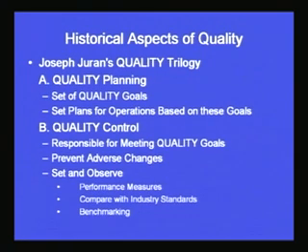The second important facet of Juran's quality trilogy is quality control, which is there on your screen, responsible for meeting quality goals. Now, we have already established the quality goals, and we have to meet them. So quality control is important in meeting those goals. Now, prevent adverse changes, set and observe performance measures, compare with industry standards and benchmarking.